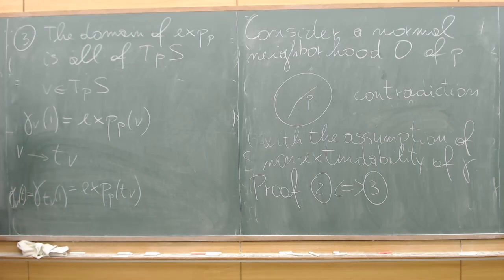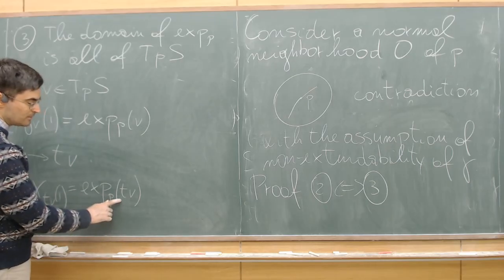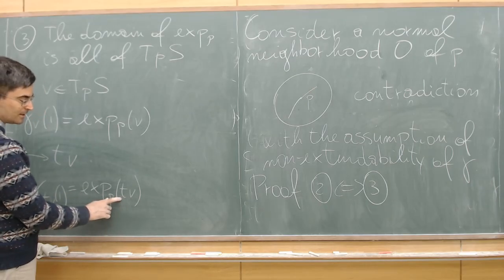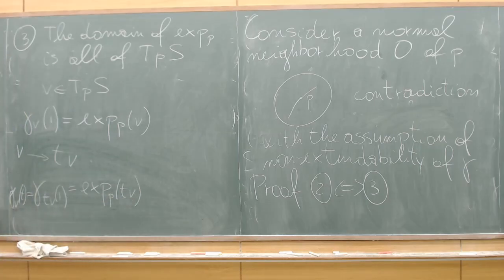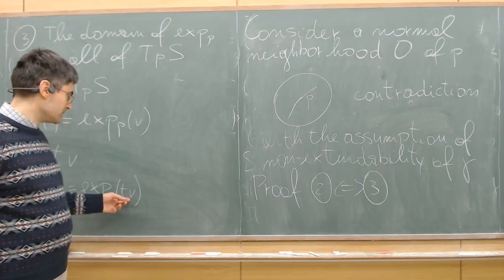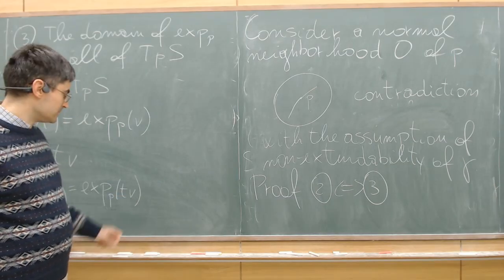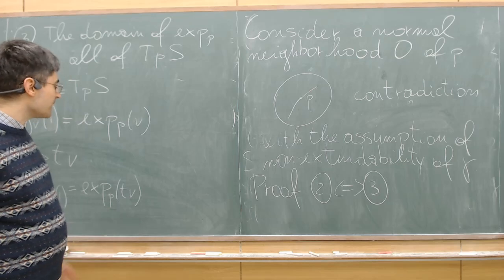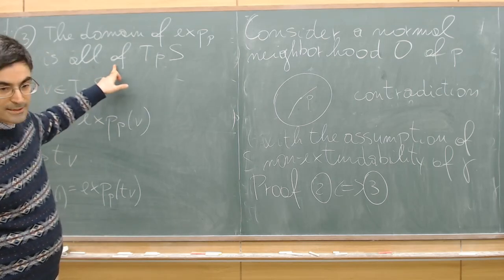You can also use this idea, and assuming that gamma V at T makes sense for every T, then you can prove that the exponential map is defined for any vector of the form TV. This means that TV can have any length in R, and this implies that the exponential map is defined on the entire TPS.